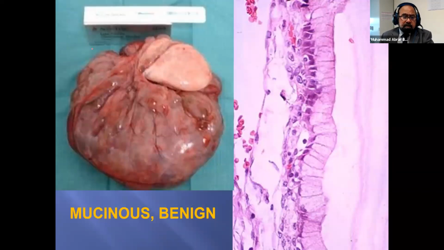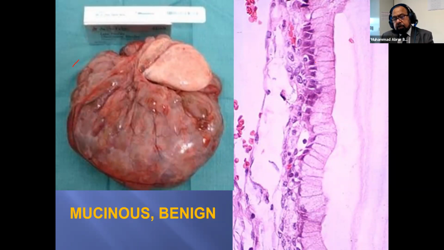Now, this is the ovary, a benign mucinous cystadenoma. Here you can see that the outer surface is not as glistening as you see in the serous type. There are some irregular areas and thickened areas. So a mucinous cyst, even if it is benign, is not that shiny.